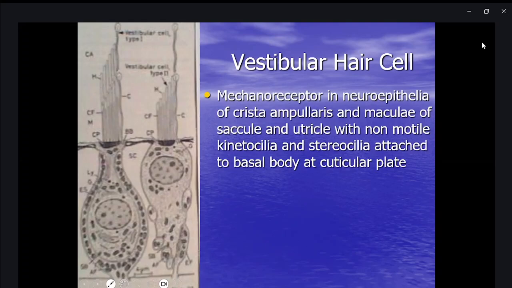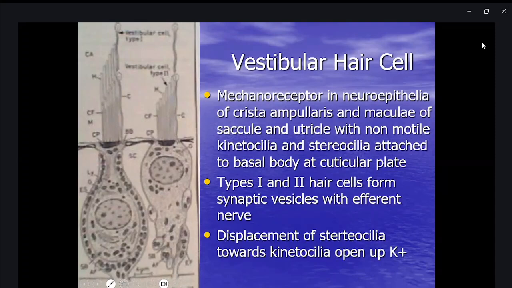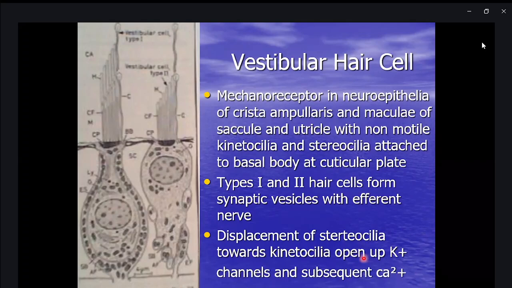So these are the mechanoreceptors in the crista ampullaris, and also in the macula. Displacement of the stereocilia towards the kinocilia opens up potassium channels. Remember there was endolymph, very rich in potassium. They open up potassium channels, and therefore an action potential is generated. After opening up potassium channels, calcium channels and sodium channels are also opened.